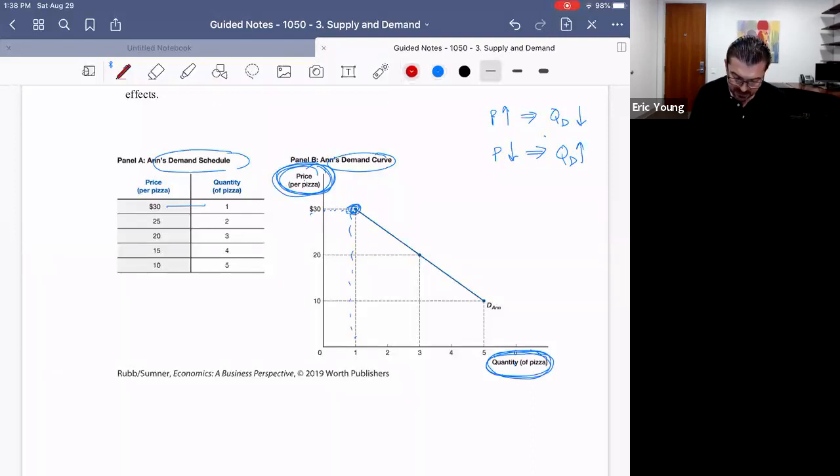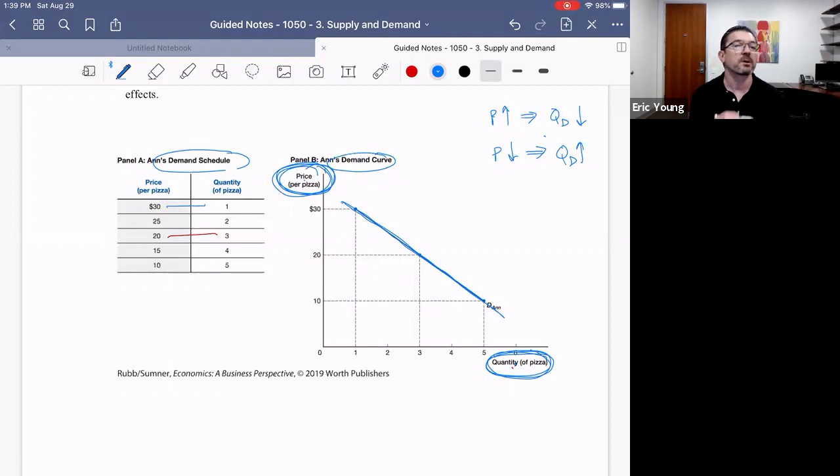Let's say that the price is 20. Ann wants 3. At a price of 20, we do a line over. Quantity of 3, we do a dotted line up, and that's this point here. So we can take the data from the demand schedule, plot it over, and get the demand curve. Let's get it cleaned up a little bit so we can show this clean. Once we have all the points plotted, we connect those points, and that becomes our demand curve, okay?